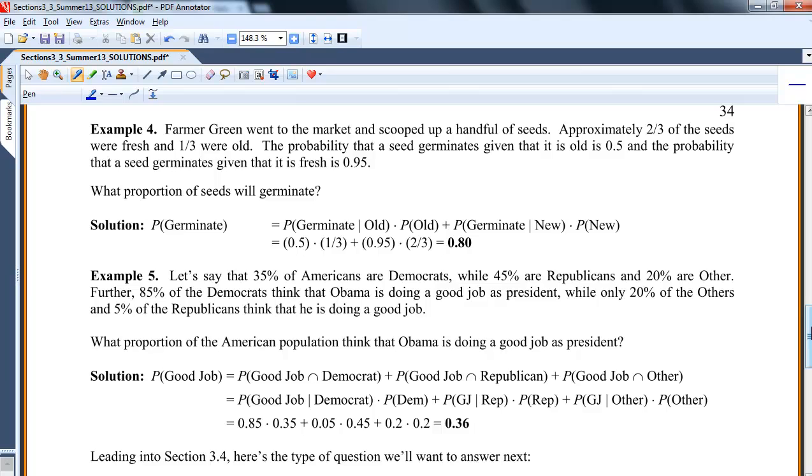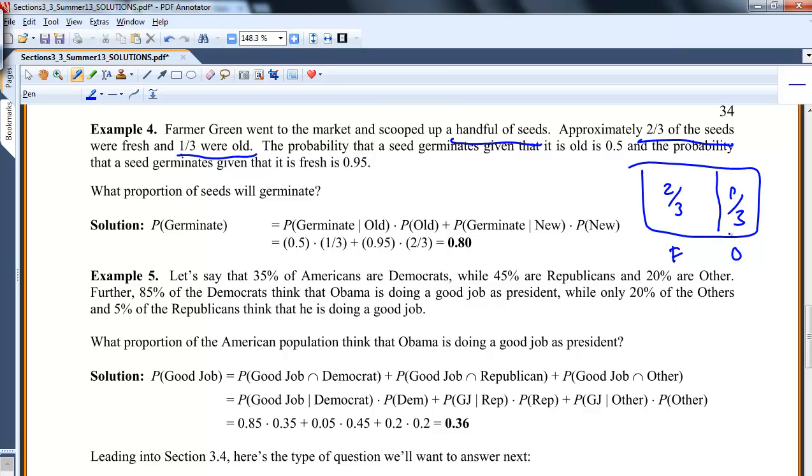Farmer Green went to the market and got a handful of seeds. Approximately 2/3 of them were fresh and 1/3 were old. So imagine you have these seeds here, right? 2/3 of your sample space is fresh, and 1/3 of your sample space is old. And now germination happens. Let's go to another color. Red will be the event of germinating. So there's germinating given you're in the fresh, and there's germinating given that you're in the old.